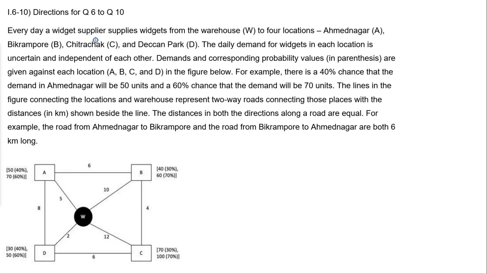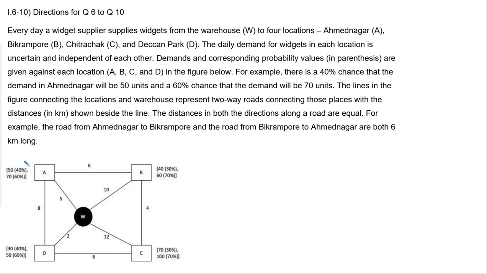Every day, a widget supplier supplies widgets from warehouse W to the 4 locations A, B, C and D. The daily demand for widgets in each location is uncertain and independent of each other. The demands and the corresponding probability values in parentheses are given against each location A, B, C, D in the figure below. For example, 40% chance that the demand at Ahmednagar will be 50 units.